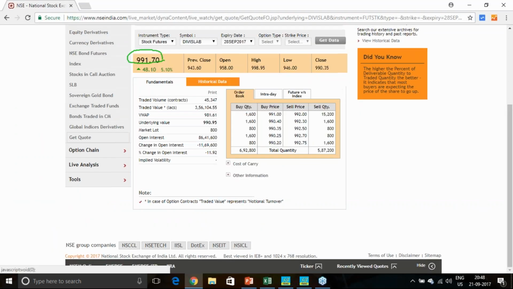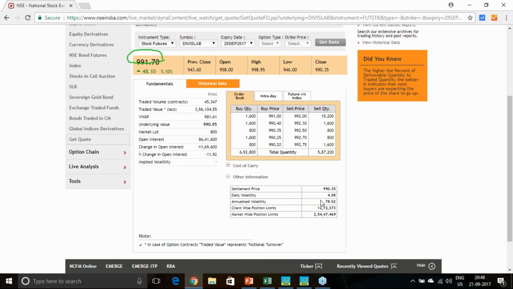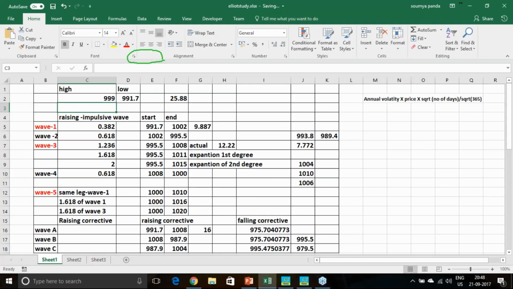Go back to the volatility part, fundamental. Here, other info. Annual volatility, great, 78%. 4% daily volatility, 78% annual volatility. So put the one standard deviation into action. 78% divided by 100, so 0.78. Okay, we'll just multiply and find it out.